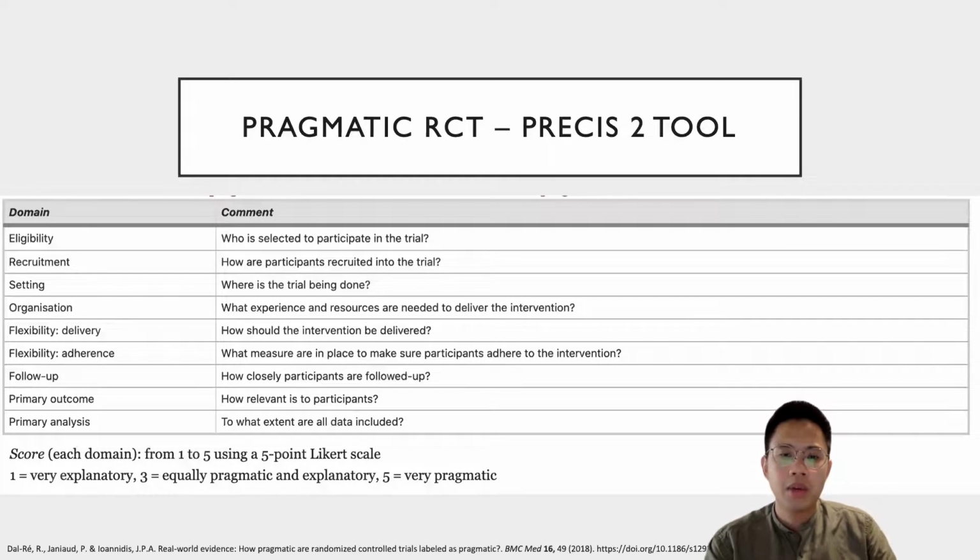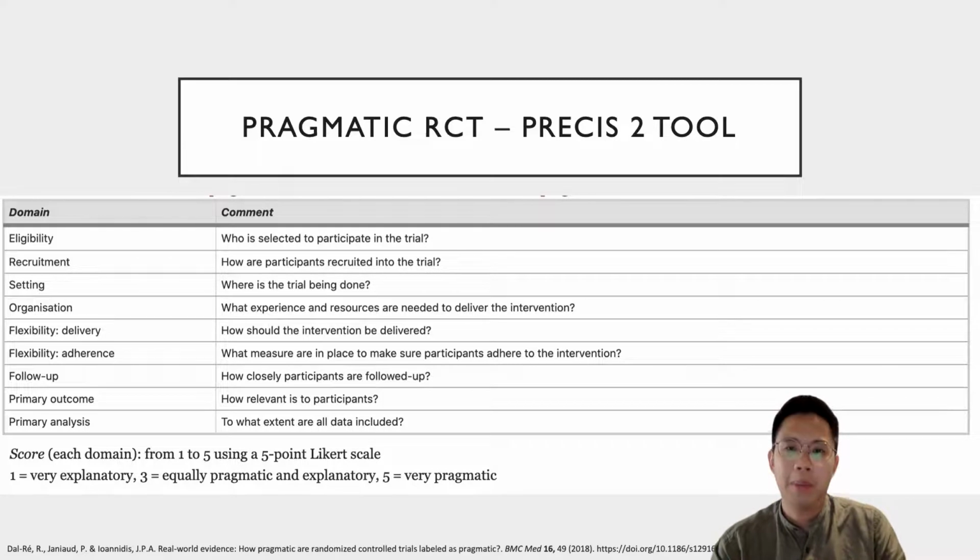The PRECIS tool can be used to assess how pragmatic a pragmatic RCT is. So we look at factors like, how was recruitment performed? What's the trial setting like? What kind of resources were used? How was the intervention delivered? How closely were participants followed up? These are factors that tend to reflect how pragmatic or how real world the nature of the study conduct is.